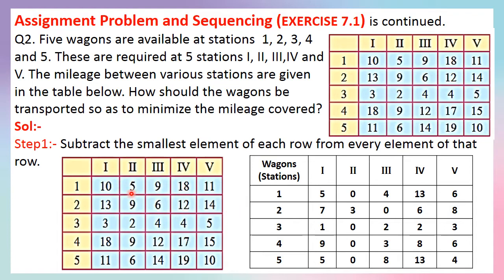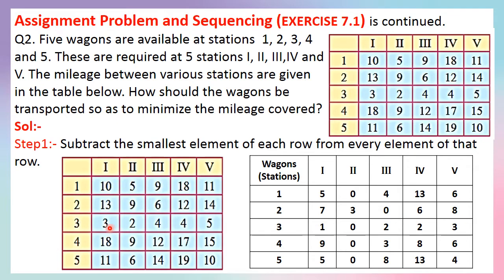Now, the first step is to subtract the smallest element of each row from every element of that respective row. So here in the first row 5 is the smallest element. So we have to subtract 5 from every element of that row. So we'll get 5, 0, 4, 13, 6. And the second row, the smallest element is 6, and we subtract 6 from each element of the second row. So we get 7, 3, 0, 6, 8.